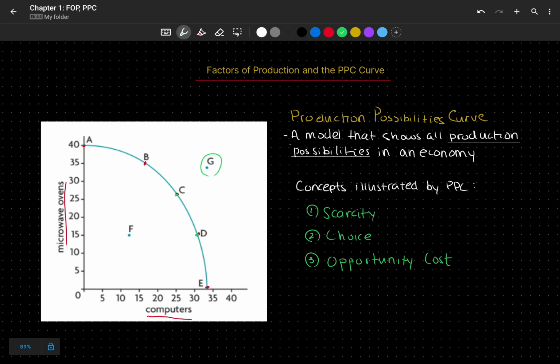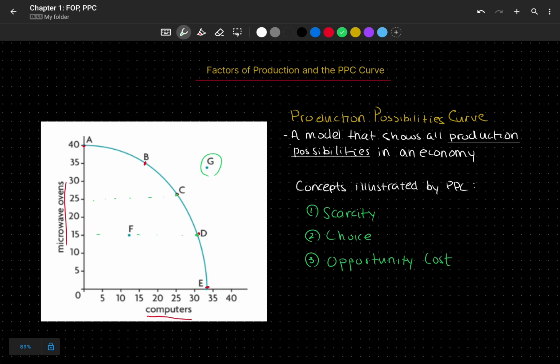In this case, the opportunity cost of going from C to D is going to be a significant reduction in your number of microwave ovens. It looks like you're approximately going to get 10 less microwave ovens for around 7 more computers. So your opportunity cost from going to C to D will be 10 less microwave ovens.